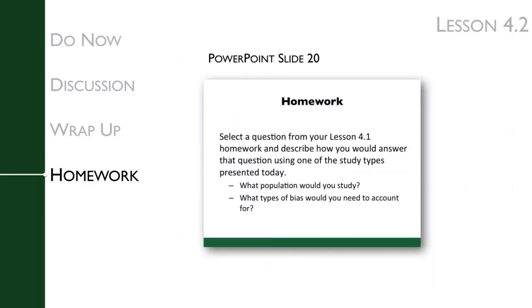Students should include in their study design the population they would study and the types of bias they would expect and how they would account for them. If you did not complete lesson 4.1 with your students, they will first need to form a research question. Caution: you may want to review and approve of the student's research question before assigning them this homework, since not all questions make good research questions.